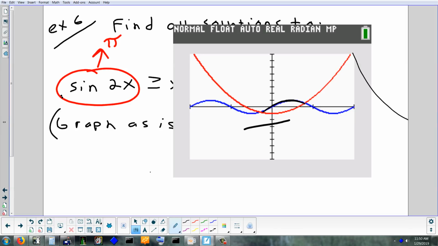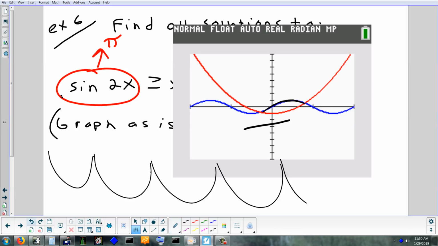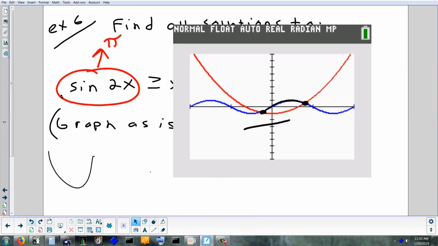The parabola goes infinitely up. Yeah, the parabola just keeps going up. Parabolas, they don't look like this when you draw them. They're not periodic. They don't repeat over and over. You get one parabola and that's it. So the answer is from here to here.